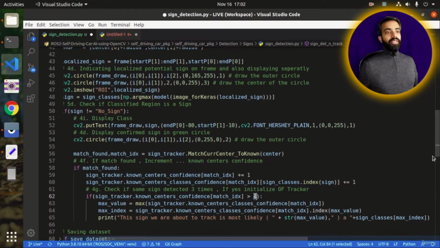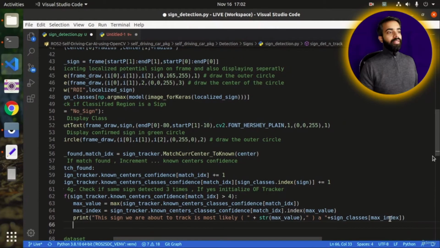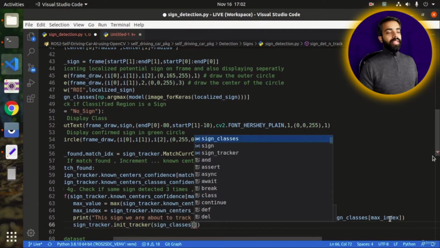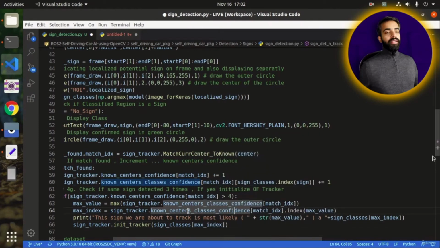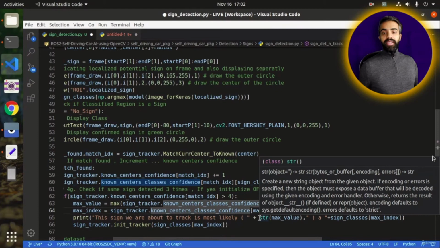Now, once we know that we have a valid detection, we can initialize our tracker by writing sign tracker dot initialize tracker. We need to provide the sign of that particular track class. So what we need to do is simply use the sign classes. As the index of these sign classes, we need to provide the max index. This max index is basically the class our known centers are most confident about for the previous known detections. So if we have 4 detections and 3 out of those 4 indicate a stop sign, then this is the stop sign that we are currently tracking. So we will say that this sign we are about to track is most likely stop, 3 out of 4 times.